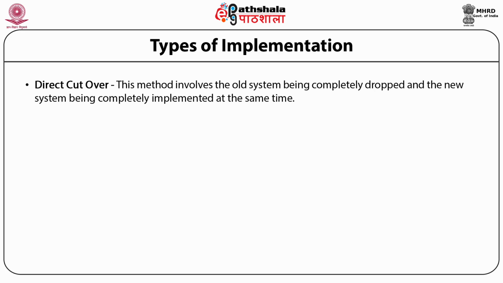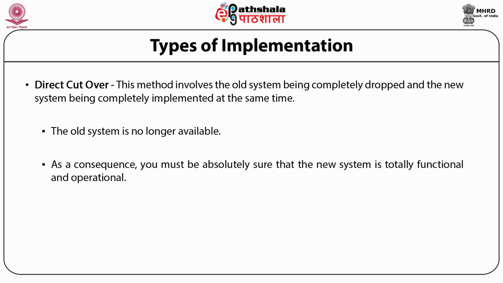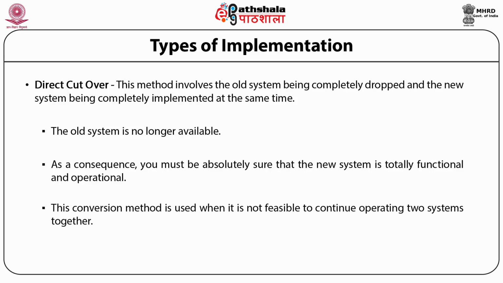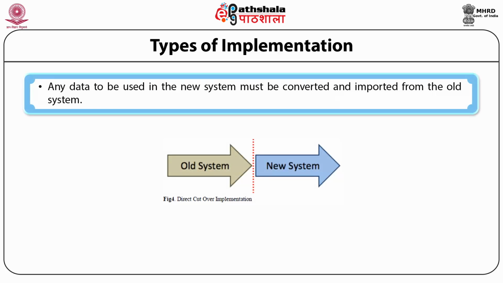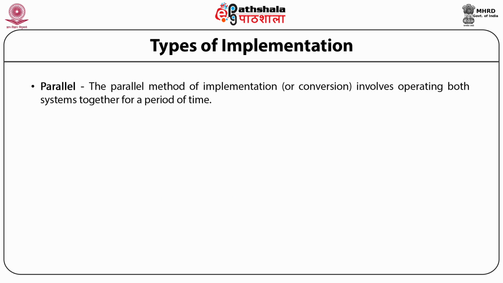So we first look at the direct cutover method. This method involves the old system being completely dropped and the new system being completely implemented at the same time. Now the old system is no longer available. As a consequence of this, you must be absolutely sure that the new system is totally functional and operational. This conversion method is used when it is not feasible to continue the two systems together. So any data to be used in the new system must be converted and imported from the old one. Users must be fully trained in the operation of the new one before the conversion takes place. So what we see here in the diagram is that the old system is being replaced altogether by the new system.